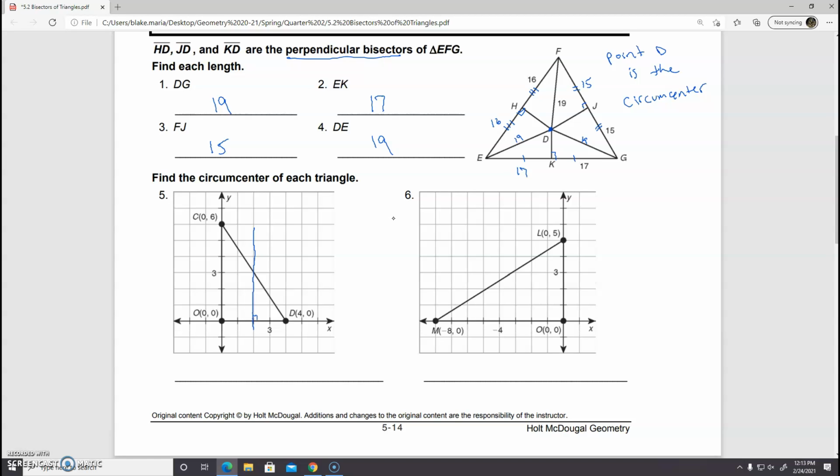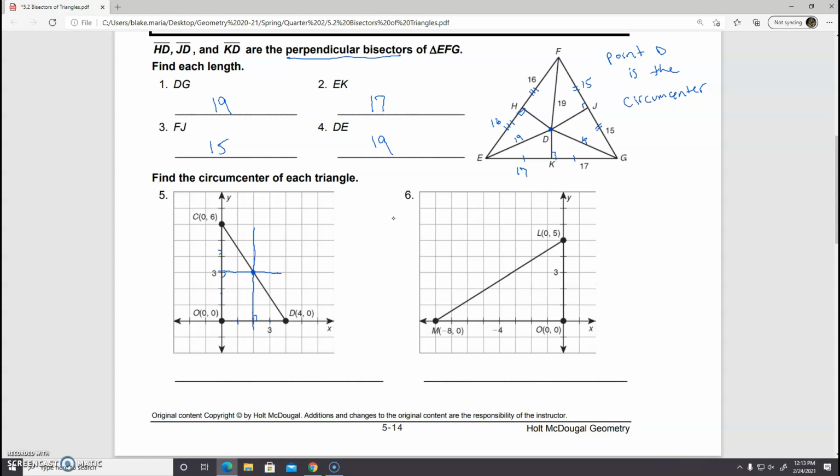Alright, so that'd be perpendicular and a bisector. So there's my perpendicular bisector of that side. And then what is it, 0 to 6, so halfway would be 3. So that'll be my perpendicular bisector of this side. And we don't have to do the other side because that's where they actually meet.